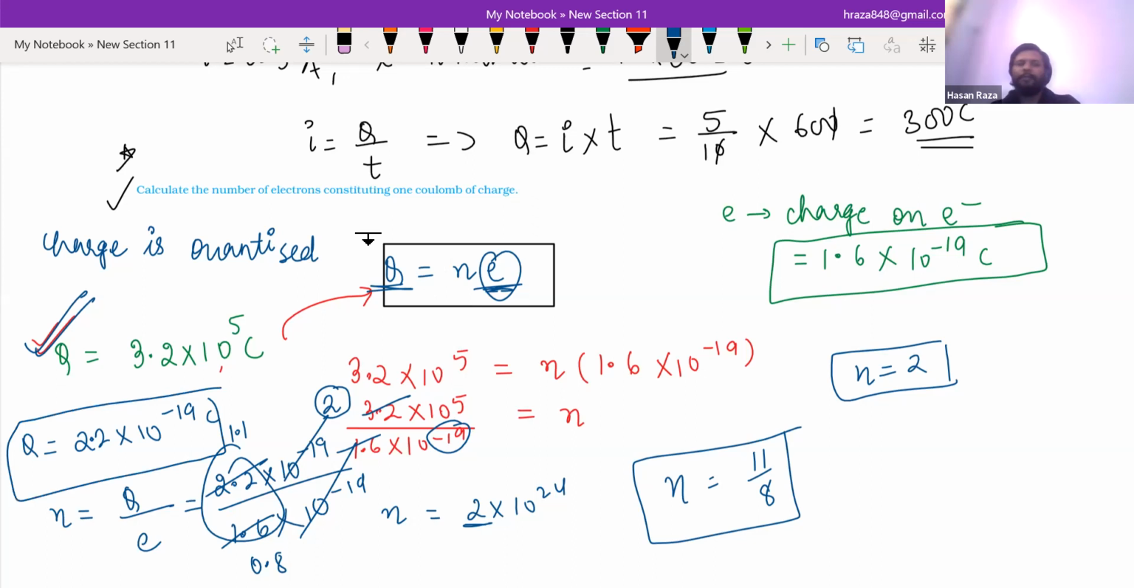All I want to say is that you just need to remember this formula Q is equal to n e, and a charge which is an integral multiple of e will exist. Okay. This is the concept behind it.